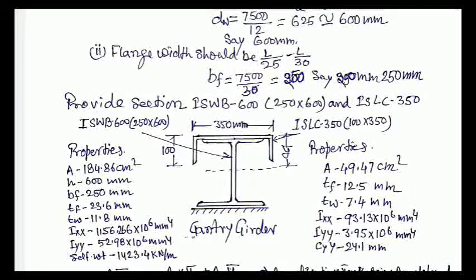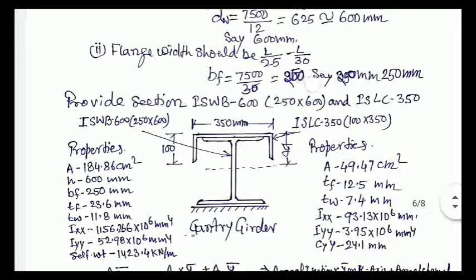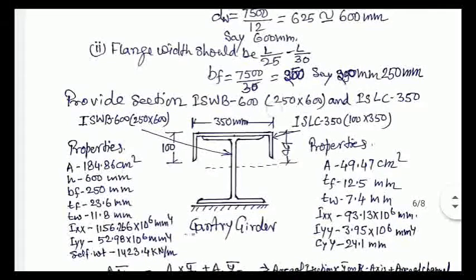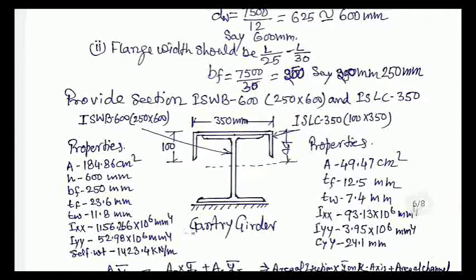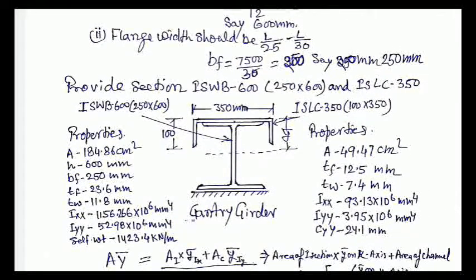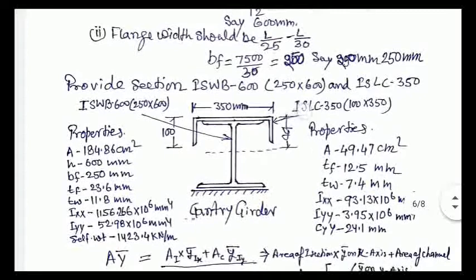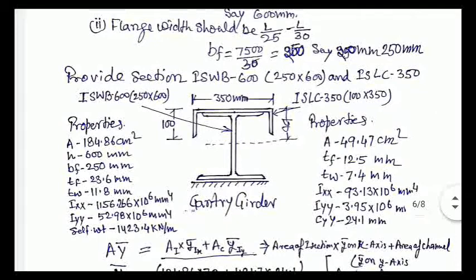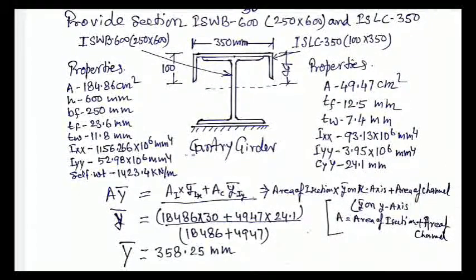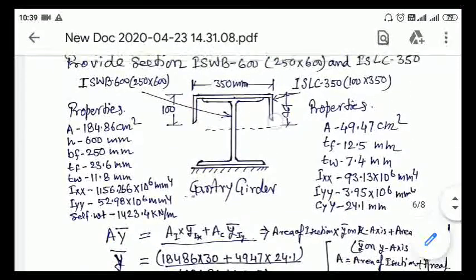Now the flange width should be between L by 25 and L by 30. So the width of flange BF comes out to be 7,500 divided by 30. So it comes out to be 250, say 250 mm. Okay. So now provide a section ISWB 600, whose size is 250 by 600, and ISLC 350. So the gantry girder will be like this. This is ISWB 600 and this is ISLC 350.